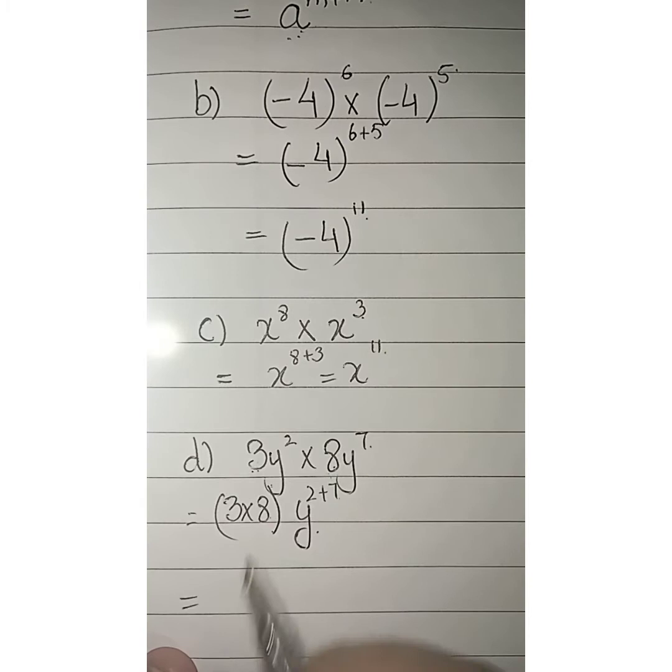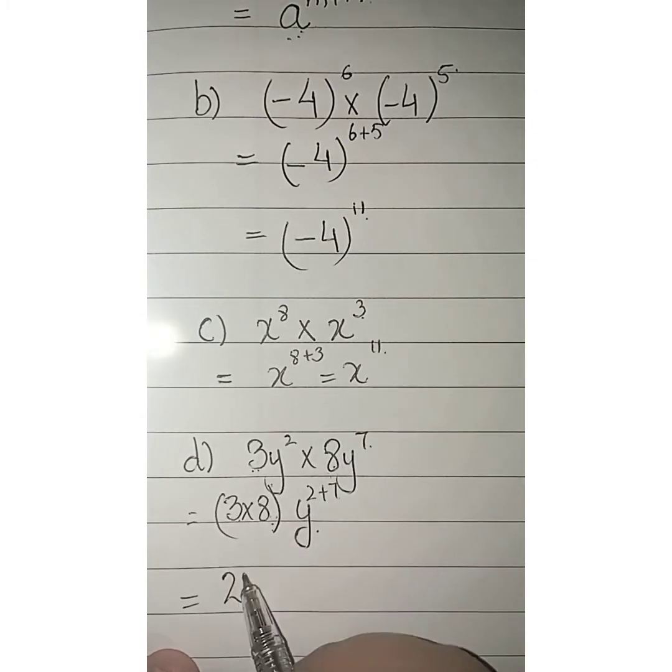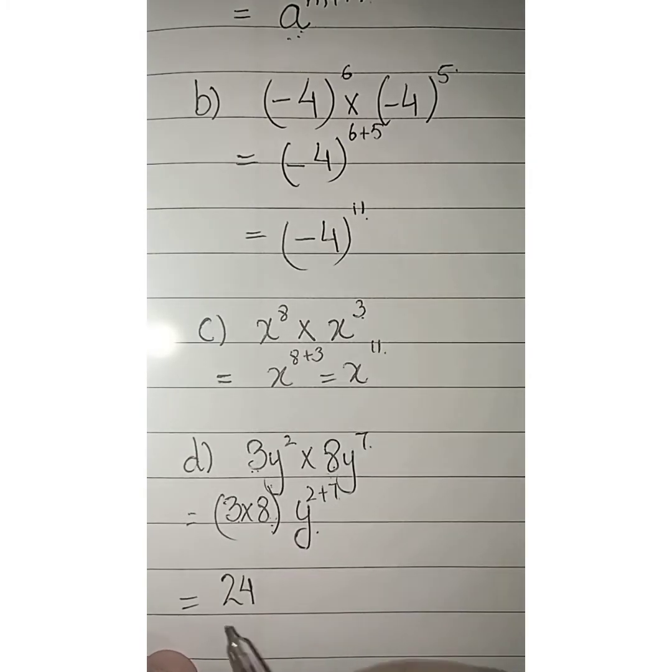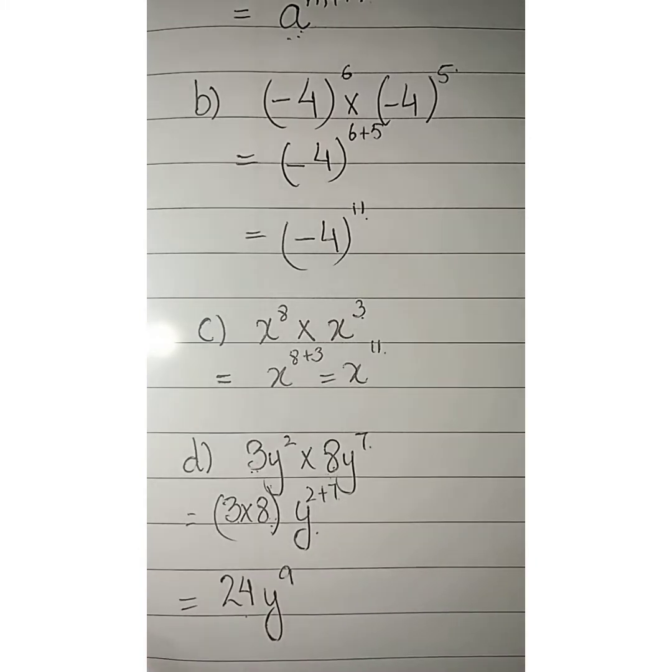So I know that 3 eights are 24. There are two different numbers. When we multiplied them, we get 24 and y power 7 plus 2, which is 9. So this is how you need to simplify question number 1.